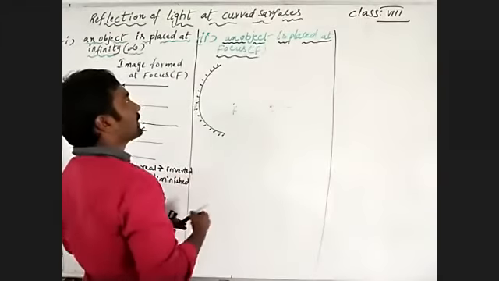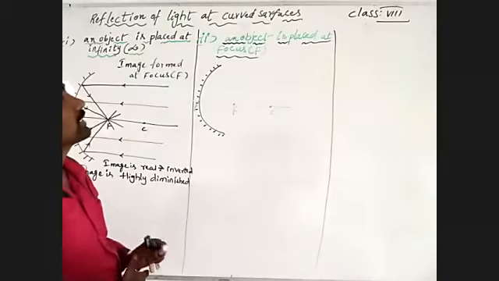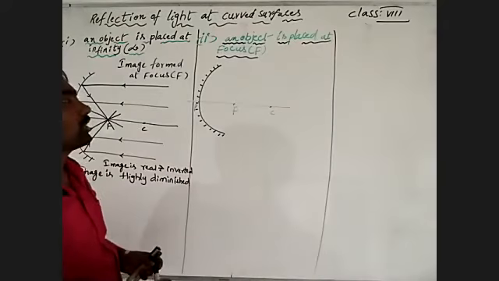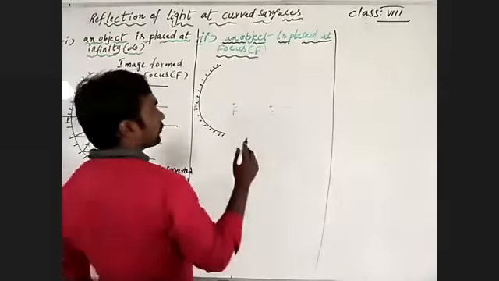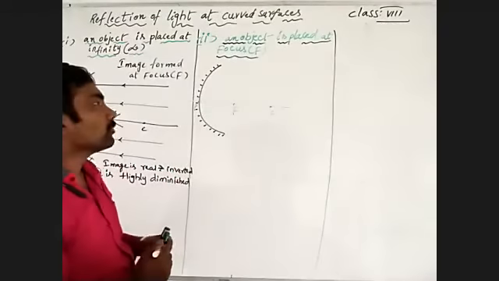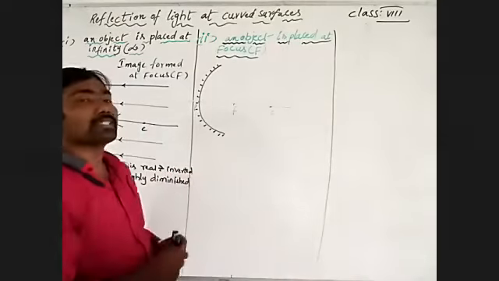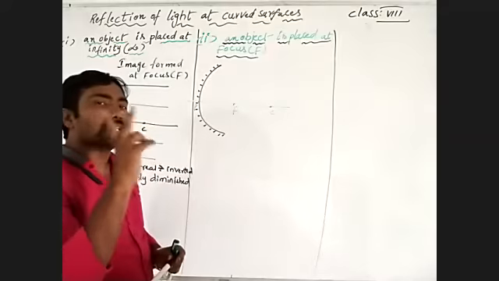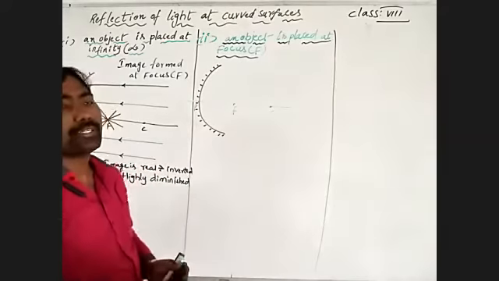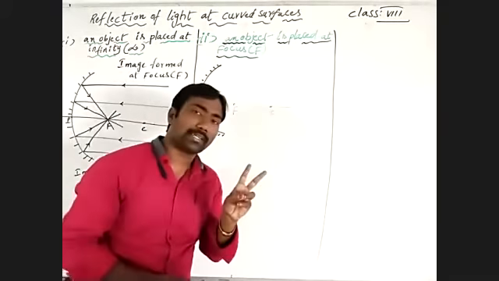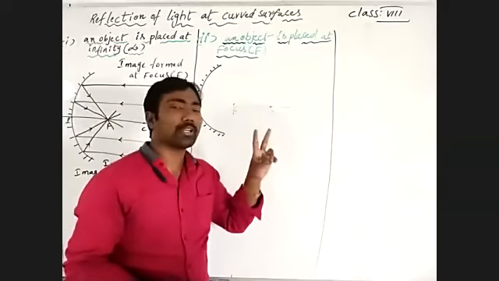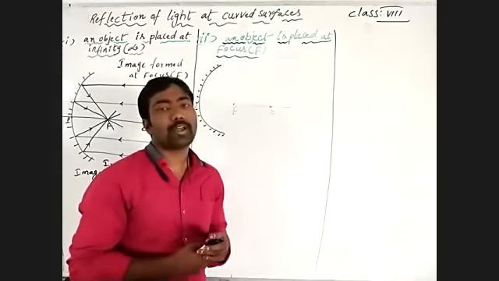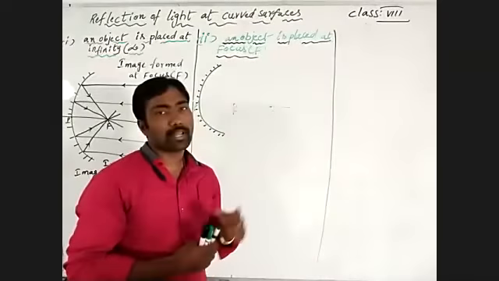See here what I'm saying to you. An object is placed at the focus. From now onwards, from this situation onwards, we are talking with only two light rays. We are drawing only two light rays from an object.